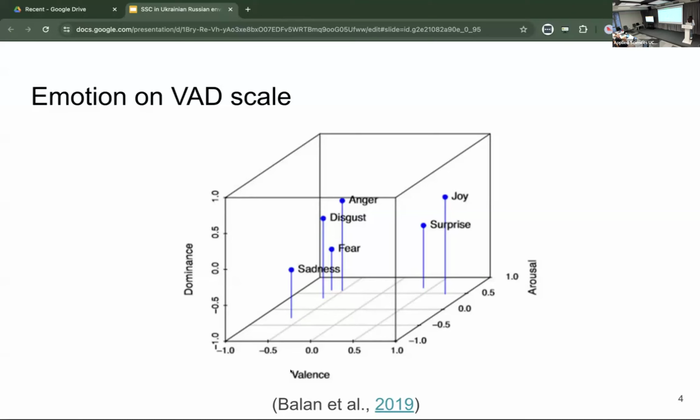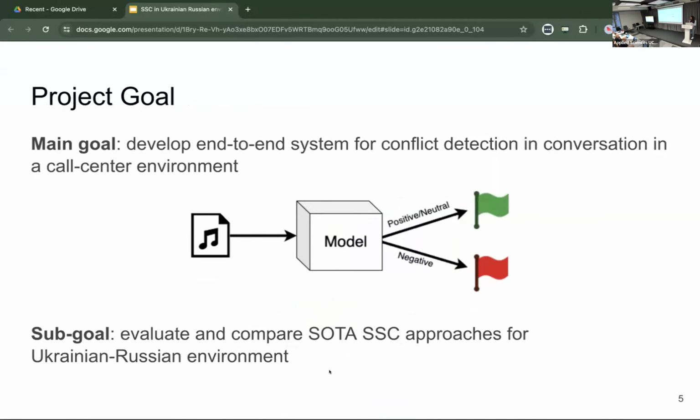In this thesis, we will work with the valence dimension, which is the sentiment of the emotion. Our project goal was set by Stream Telecom company, which provided us the data set we were working with. They aimed for us to develop an end-to-end system for conflict detection in conversation in a call center environment. In our thesis, as a first step to develop the system, we defined that conflict in the conversation happens when the main emotion of the conversation is negative. The sentiment of the conversation is negative.